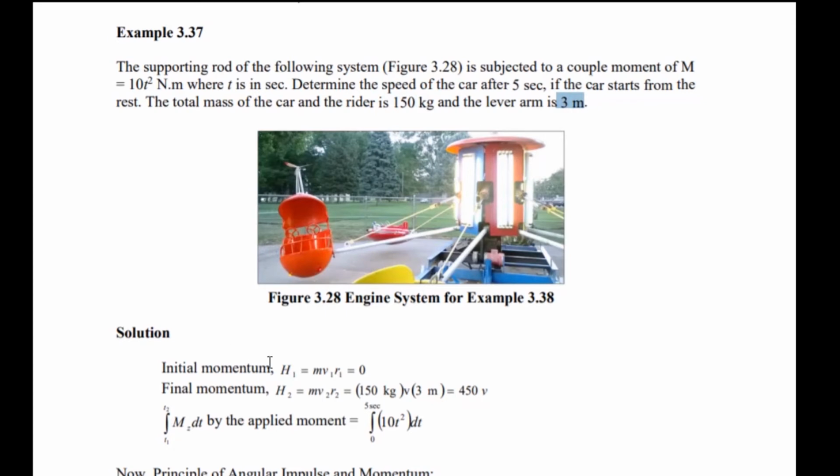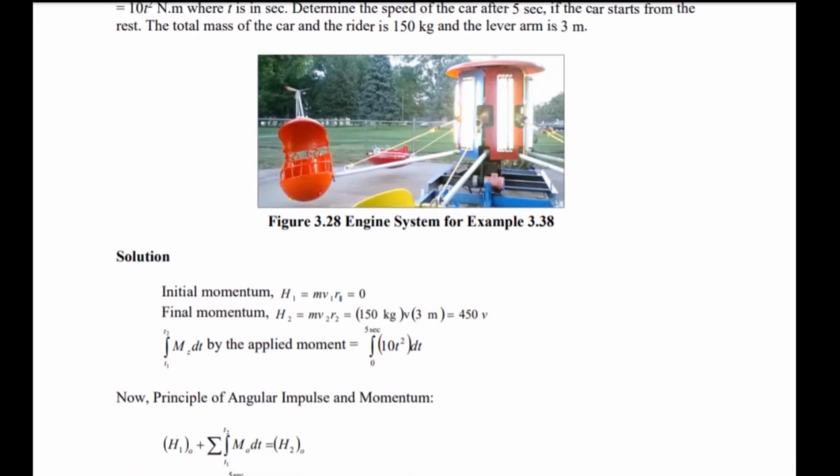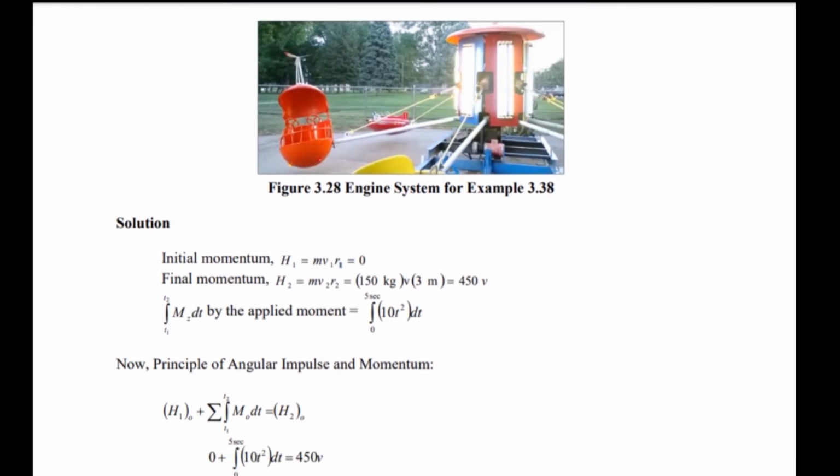So what is our initial momentum? m v r1. Now last time I said r in both cases, I didn't say r1 and r2. I assumed that because my radius is not changing, but it is possible that my radius will change.